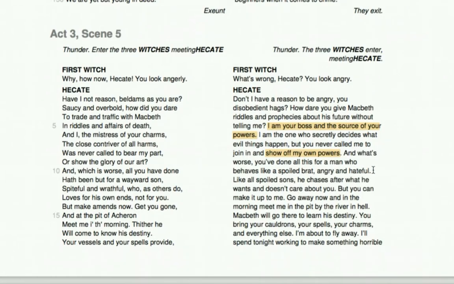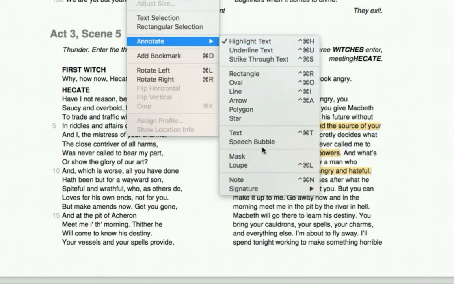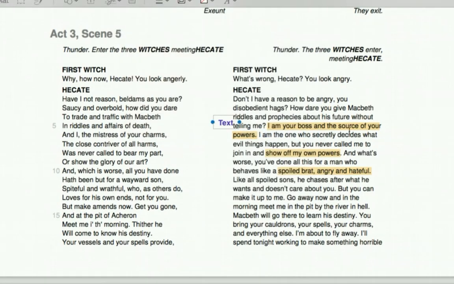So now Hecate is going to point out some of Macbeth's downfalls, some of his flaws. He's a spoiled brat, he's angry, and he's hateful. So before we continue, I want to annotate that. So let me bring this annotation here for us, and we'll write it here on the side.